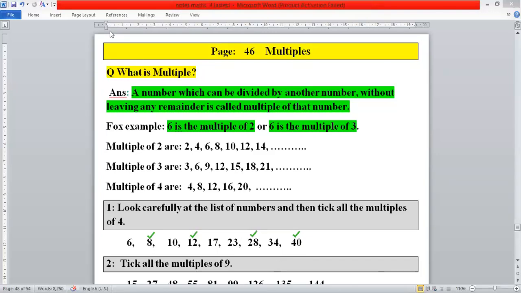Means these numbers are dividing completely. Completely means when you divide these numbers by 4, you get 0 remainder. Remainder will be 0. 12 is a multiple of 4, 28 is a multiple of 4, and 40 is a multiple of 4.